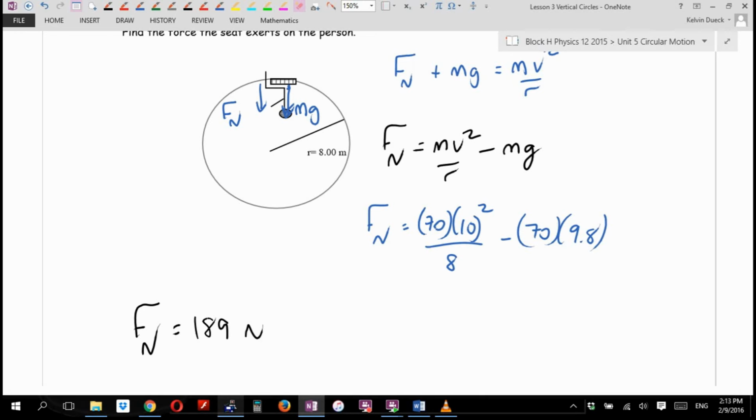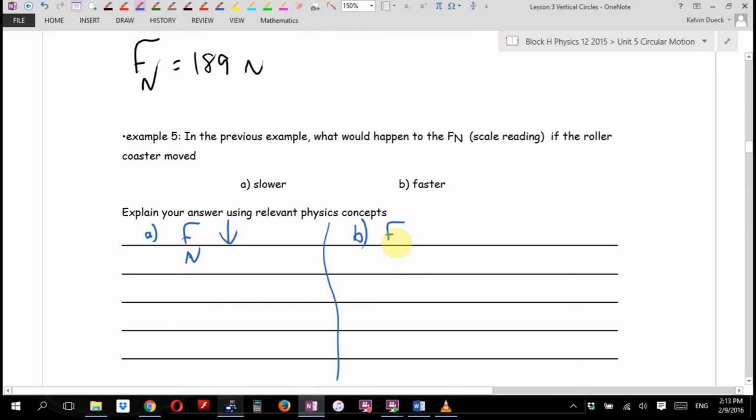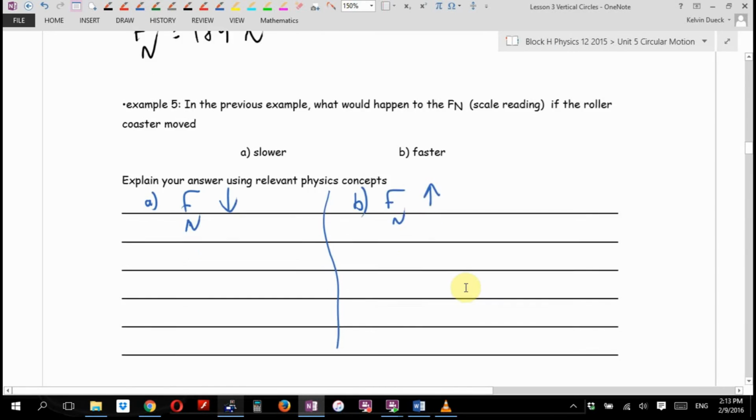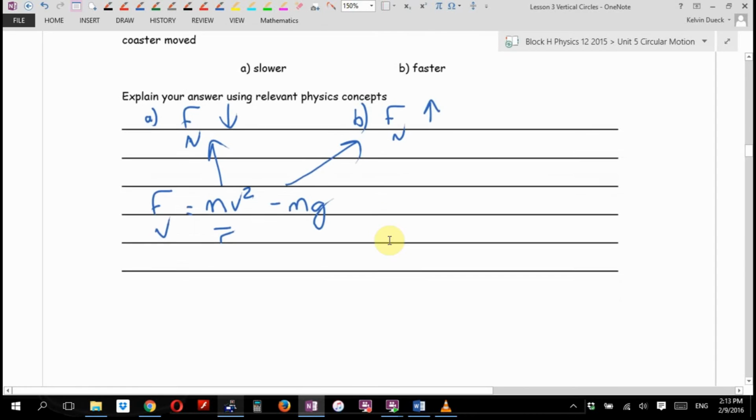But if I go faster, then you'll feel a net force pushing you down, and your brain will think it's because you're getting pushed upwards, because our bodies have backwards accelerometers. So faster, the normal force will increase. If you wanted to, for both of these, you could just write normal force equals mv squared over r minus mg. There's our proof. And then I would say as v gets bigger, as v gets smaller.